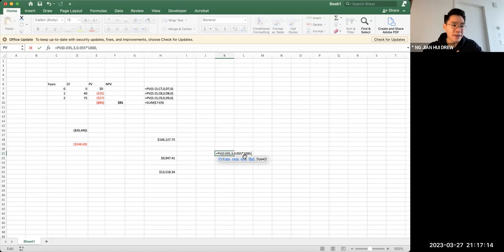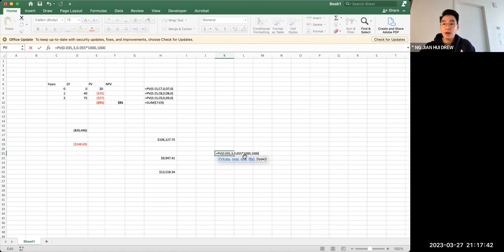Now, what is the FV? What's the FV here? Is it positive or negative? I see some say negative, some say positive. It's actually positive because you are getting the $1,000 back, right?